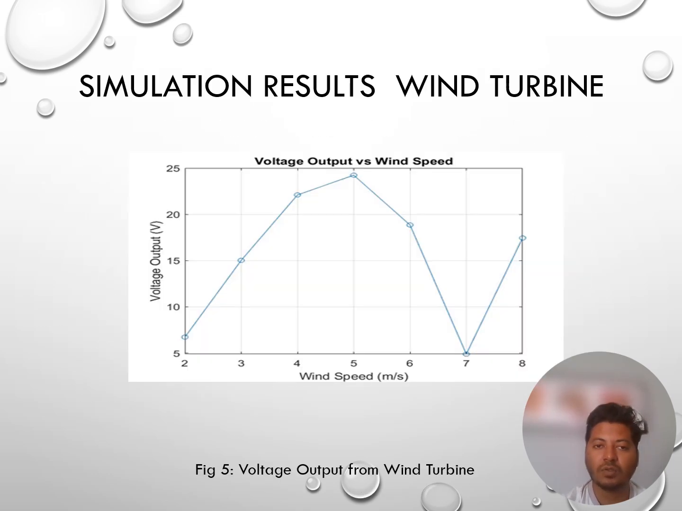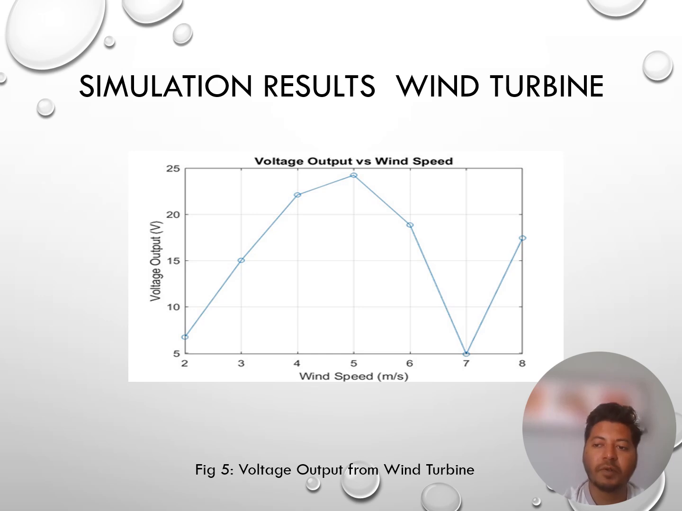Now let's talk about the wind result. The graph illustrates the voltage output from our wind turbine system. Here we can see the voltage drops significantly as wind speed decreases from 8 meter per second to 7 meter per second, then peaks at 5 meter per second, indicating optimal performance. The system shows a clear peak at 5 meter per second, suggesting this as the optimum wind speed for maximum voltage output.